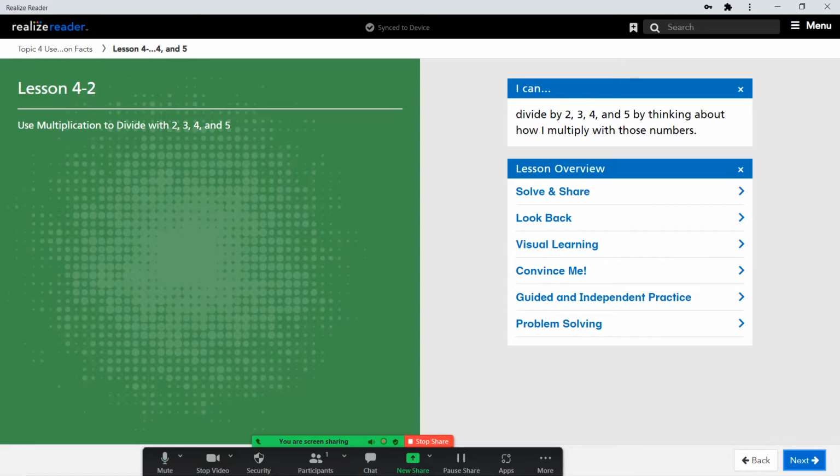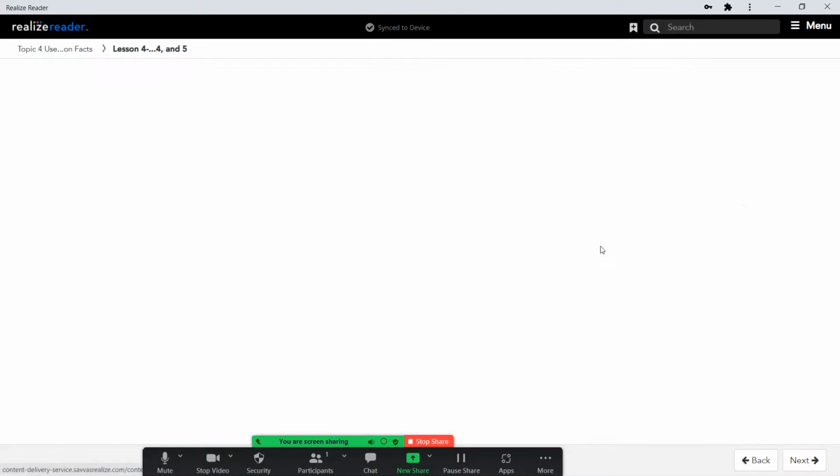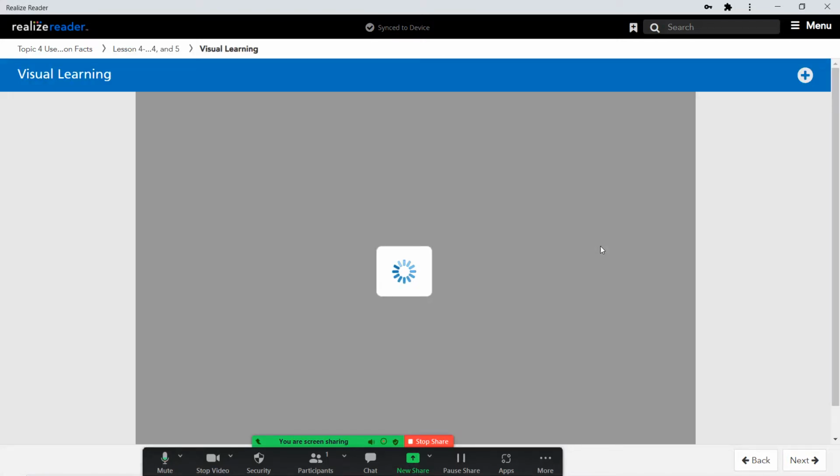For this lesson, we're going to be using multiplication to divide with the numbers 2, 3, 4, and 5. Now, what you guys need to remember are your multiplication facts for those different numbers. So what are your 2 times tables, your 3 times tables, your 4 times tables, your 5 times tables? And you're going to use those facts to help you divide. So let's go ahead and take a look at our short video.